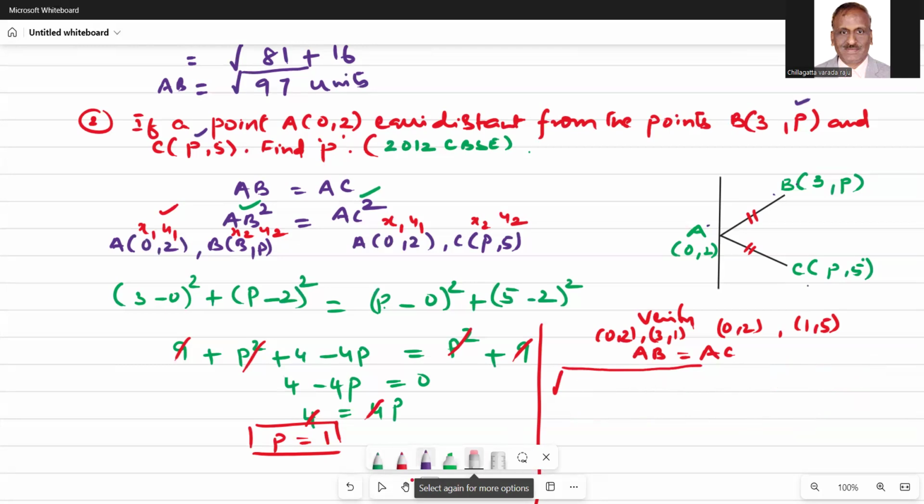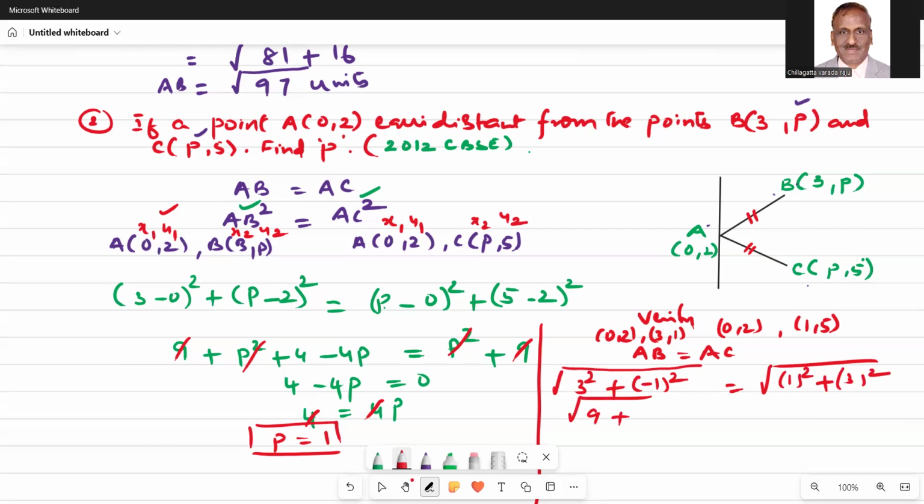So let me substitute this as root of 3 minus 0 whole square, which is 3 square, plus 1 minus 2, which is nothing but minus 1 whole square. Here for 1 minus 0, 1 whole square plus 5 minus 2 is equal to 3 whole square. That gives you root of 9 plus minus 1 whole square is 1, is equal to square root of 1 square is 1, 3 square is equal to 9. Root 10 is equal to what? Root 10. That means the value of P we got is correct.